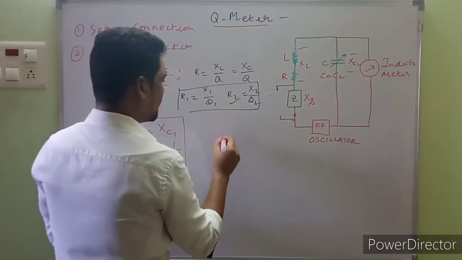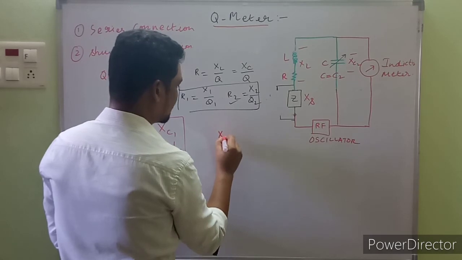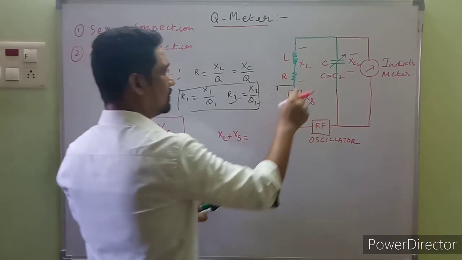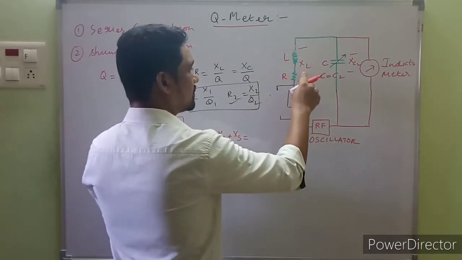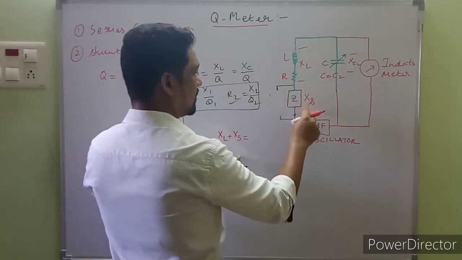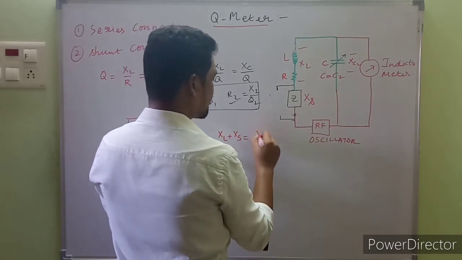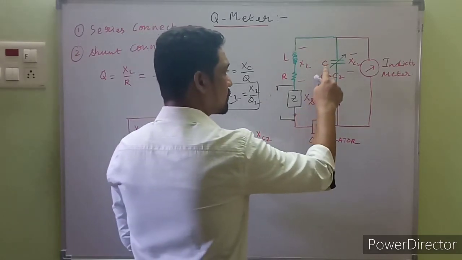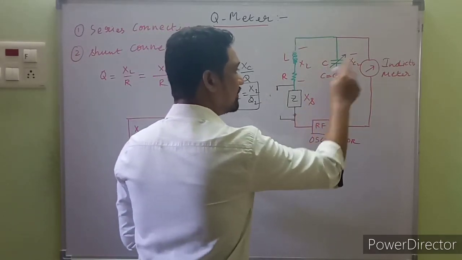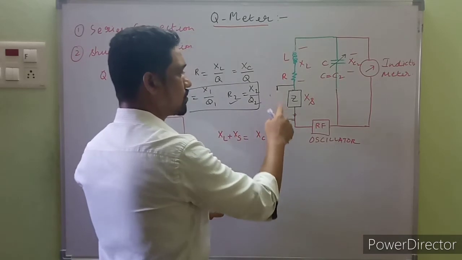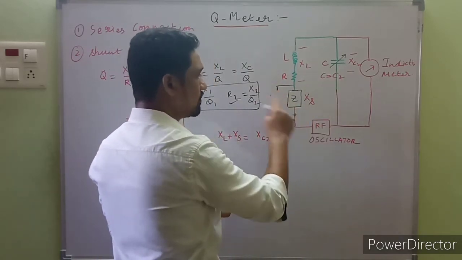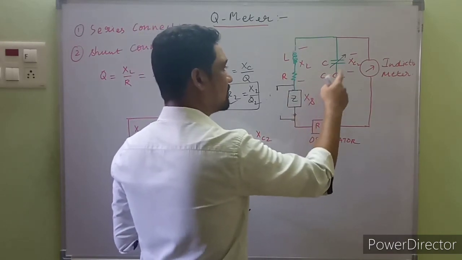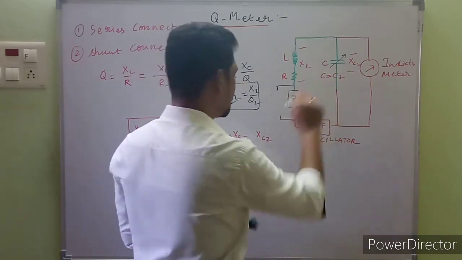How to write that one? XL plus XS, the inductor reactance plus the unknown impedance reactance, is equal to XC2, right? Because the capacitor is tuned to another value, that is C2. The previous one, when the switch is closed, is C1, and when the switch is open, we are including the unknown impedance, and the capacitor takes another value to obtain the resonance, that is C2.